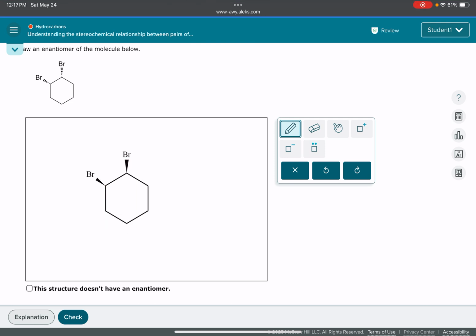And then I look at that and so, you know what? That's the same thing, actually. If I turn it over in space, if I'm looking at it from the opposite side, it's exactly the same compound. So I'm going to say this structure does not have an enantiomer.